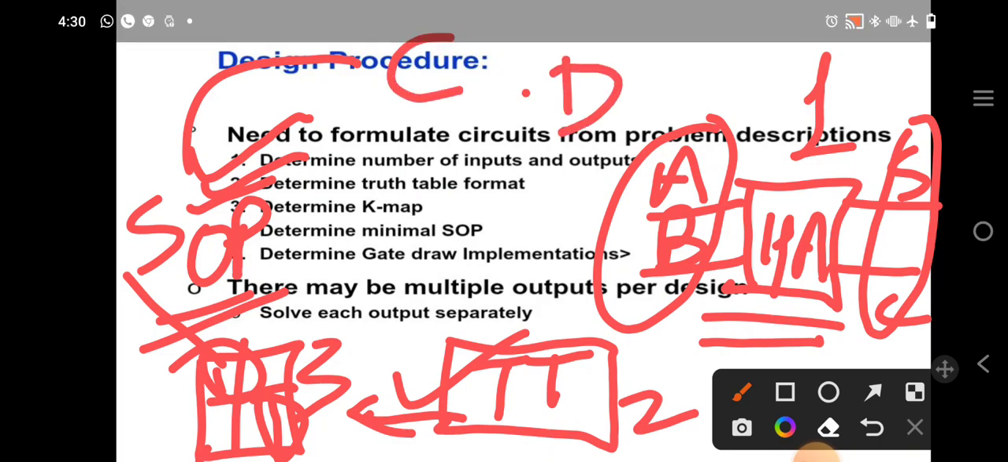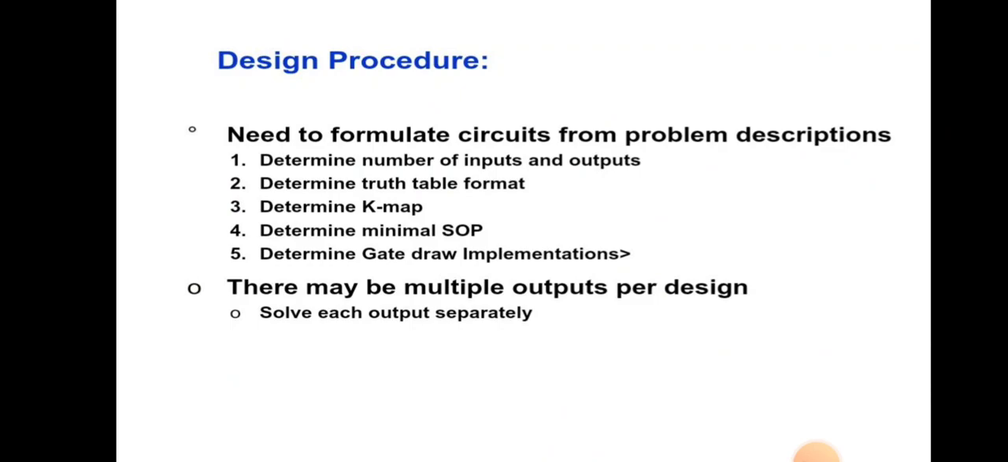And from this SOP equation, when you get the final equation, you can draw the implementation, or you can say you can draw the circuit diagram or logic diagram. So these are the 5 stages for any combinational circuit design.